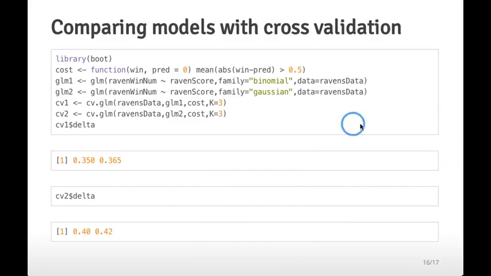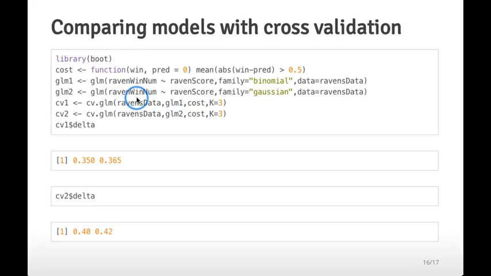So here I'm going to give you an example of how you can use cross-validation to compare two different models. The two different models I'm going to be fitting are first the logistic regression model, where I fit a GLM relating the Ravens win 0 or 1 variable to the Ravens score, and I set family equals binomial. The other model that I'm using is also relating the Ravens win to the Ravens score, but here I say family equals Gaussian. This is equivalent to just fitting a linear model relating the Ravens win to the Ravens score, the same model you would fit if this was a quantitative outcome.